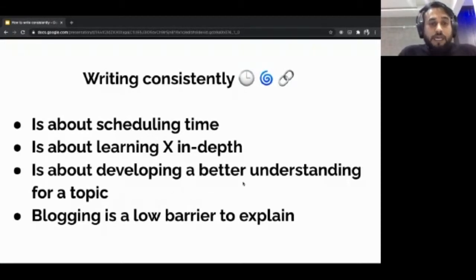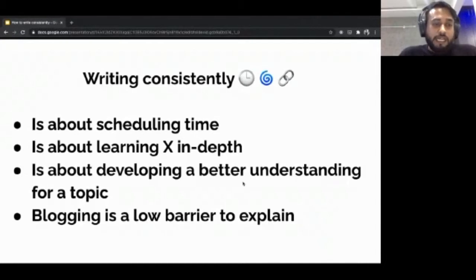Apart from scheduling time, you also have to fix your schedule of publishing posts. Like if you want to publish one post per week, and you are not sitting down and writing that post at the end of the week, you won't be able to publish it. So you have to take care of that as well. Sticking to a schedule helps you a lot. It is better than feeling inspired or waiting for that motivation to kick in. It is how you create a routine.